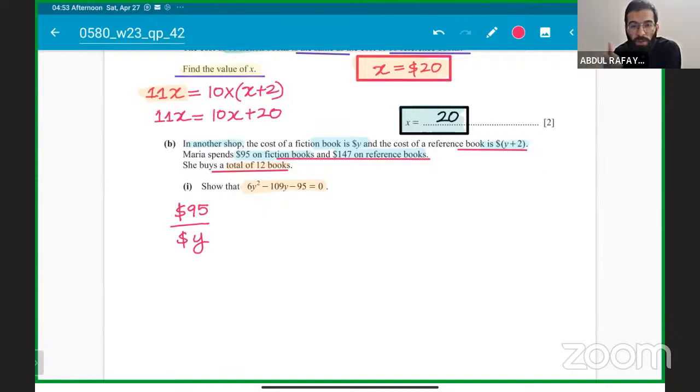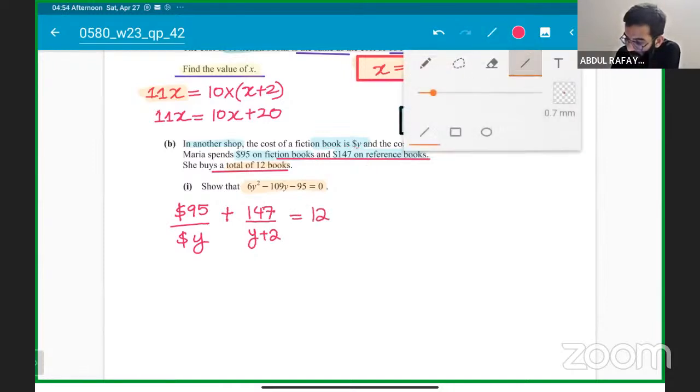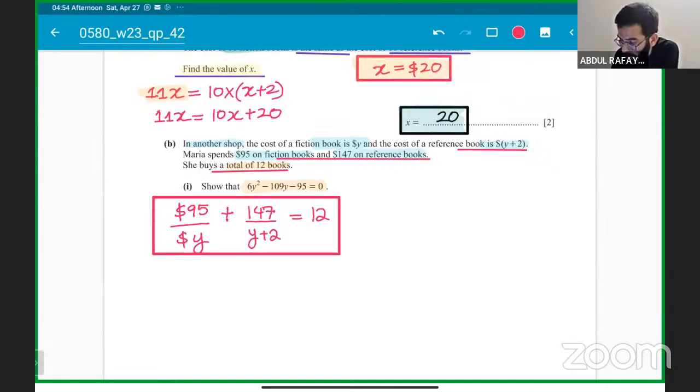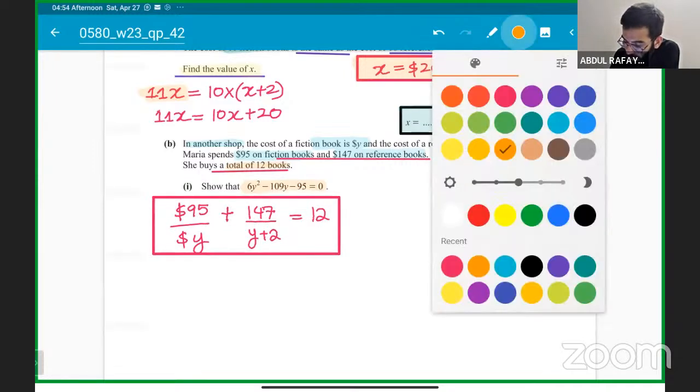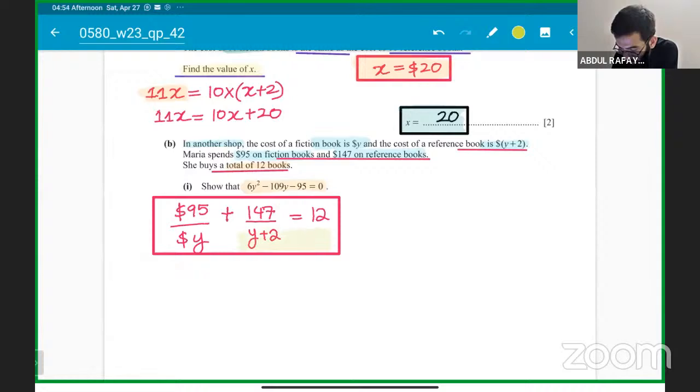और अब कितनी बुक्स आ सकती हैं उसमें, तो आप divide कर देंगे एक बुक की प्राइस से, जो कि Y dollars है. So 95 divided by Y dollars will be the books, and then $147 for the reference books. ठीक है. So 147 divided by Y plus 2, this will be equal to total 12 books. So this is the most important thing of this part B, which is quite tricky as well, and someone might not be able to judge it in the exam time period. Make sure to practice this, ठीक है?